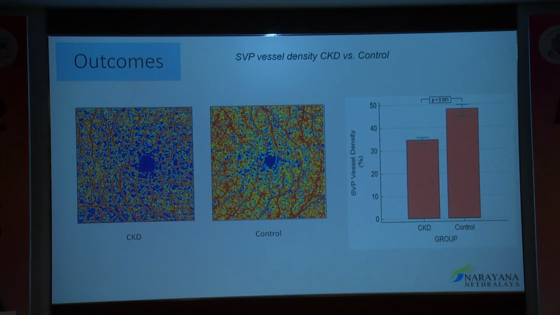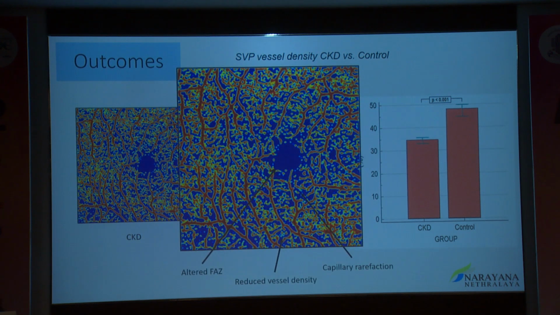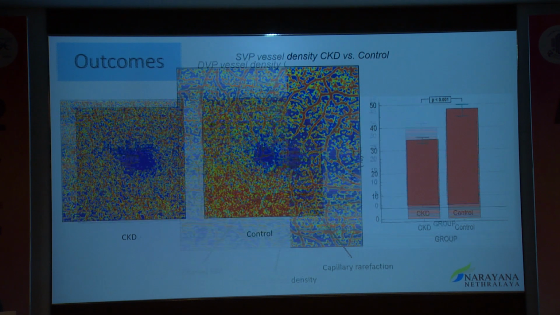Coming to the outcomes, in the superficial vascular plexus, we can see here in the CKD group and the control group, there was a significant difference in the vessel density in the CKD versus the control group. In the CKD group, we can see there is altered FAZ, there is reduced vessel density and capillary rarefaction present. The red areas indicate areas of blood flow, and the blue indicates avascular regions. The p-value was significant, less than 0.01.